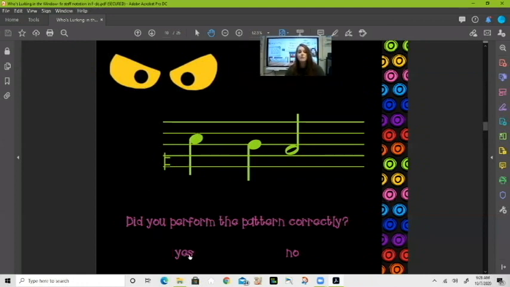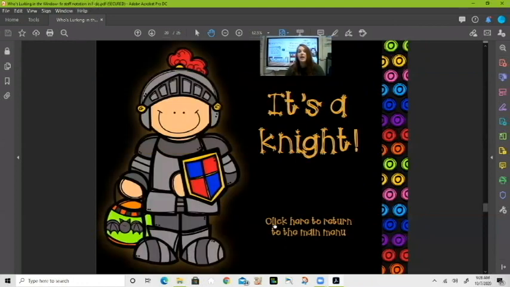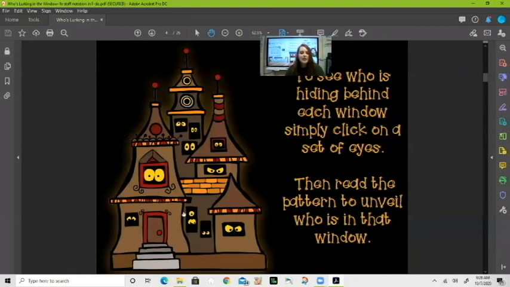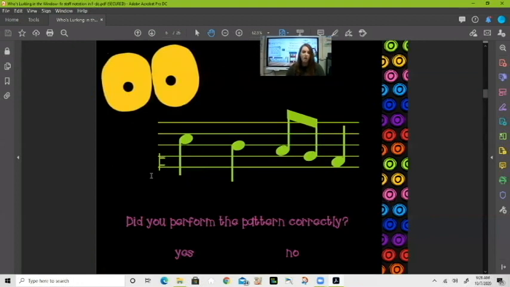So we're going to click yes, see who's behind the eyes. It's a knight. I wonder why his eyes were so mad if it's a knight. Okay, moving on. All right, let's pick, how about these ginormous eyes in the window here? Oh gosh, those are some big old eyes. But first thing we need to do is figure out what our rhythm is, okay? All right, so what's this first one here? Remember, it doesn't matter that it's upside down. That's right, it's a ta.